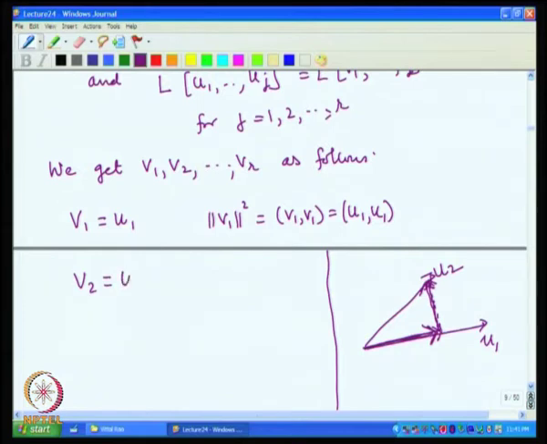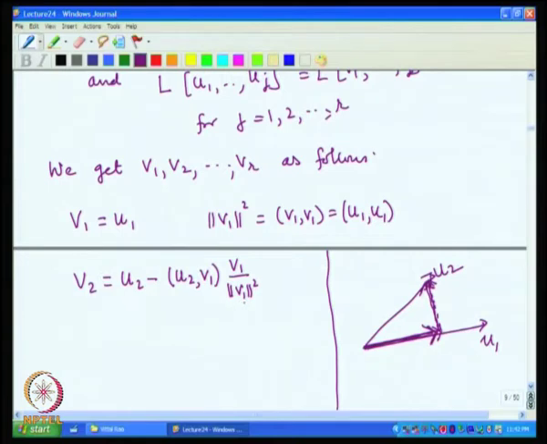You start with u2. From that, the subtraction of this projection is given by: you take the inner product of u2 with v1 and divide it by |v1| squared, times the unit vector in that direction. Now, you see what happens. We can divide by |v1|, but we must be very careful that the denominator is not 0. So, the denominator not being 0 requires that v1 is not the 0 vector.